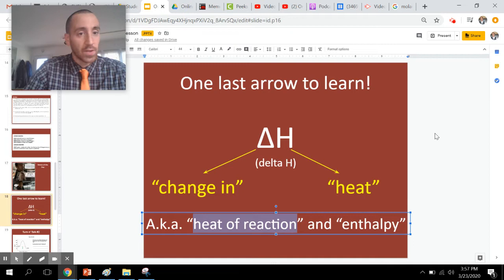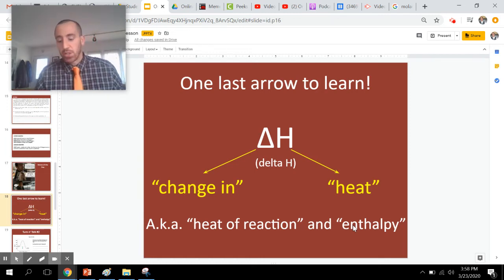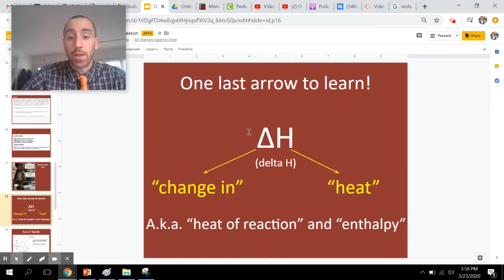It will go by all of those names. It also goes by this name called enthalpy. We do not use that term here in New York State Regents chemistry, but you may see it. Enthalpy is another name for this as well, but we do not use that in this class, so you don't need to worry about that. But know that delta H means change in heat or heat of reaction. You need to be familiar with all of those terms.